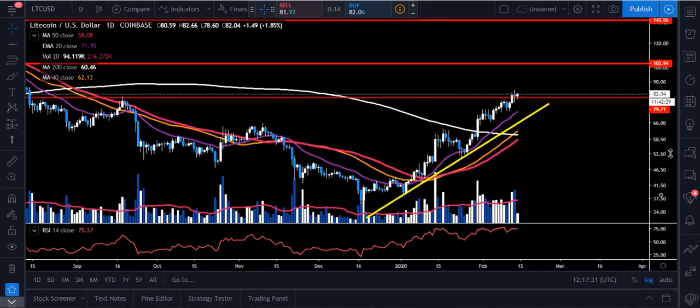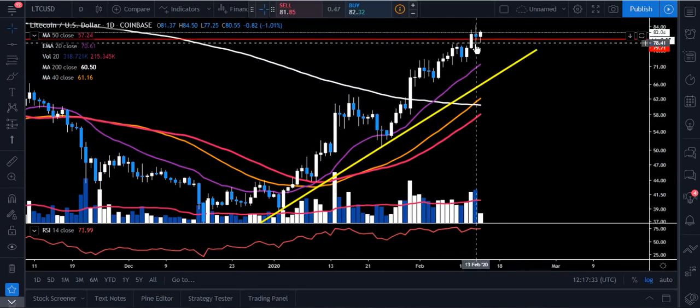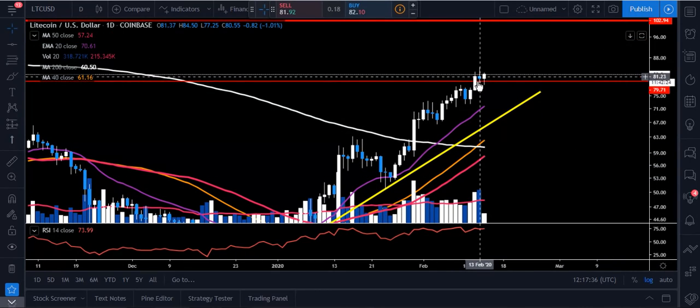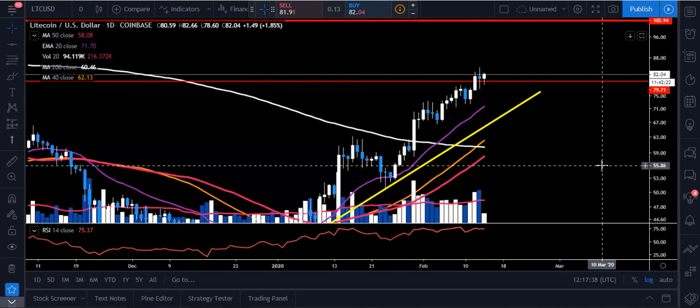Now, another concern I wanted to point out to you here. This is basically like a long-leg doji candle up here, so there's a lot of indecision here. We'll just call it a doji candle.